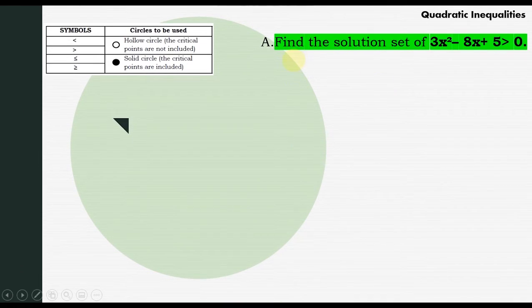Let's have our first problem. Find the solution set of 3x squared minus 8x plus 5 is greater than 0. So first, let's copy our problem. Next, we need to replace our inequality symbol with an equal sign. Alright, now we can solve this equation using our methods in solving quadratic equations.